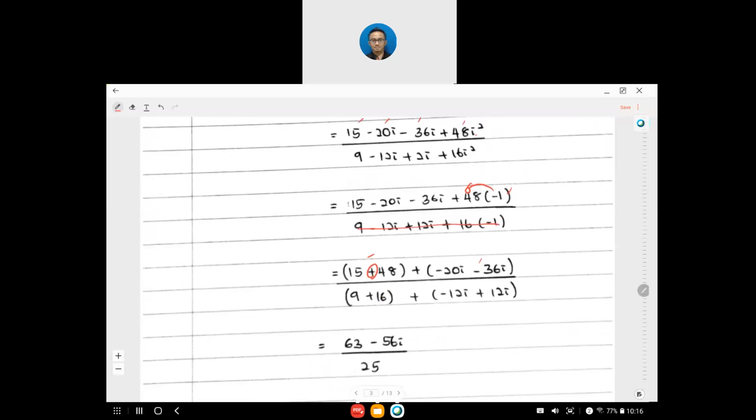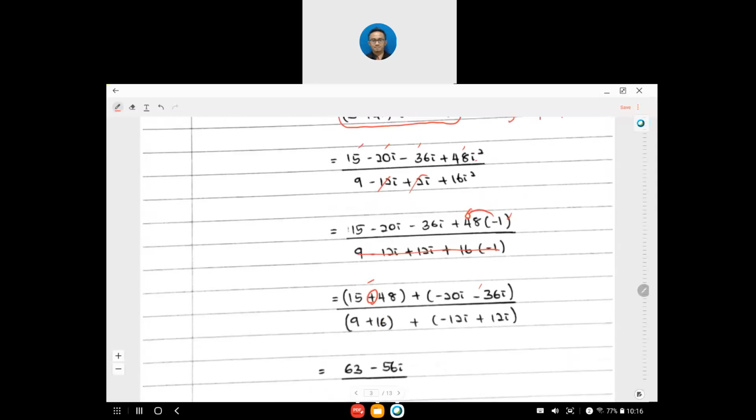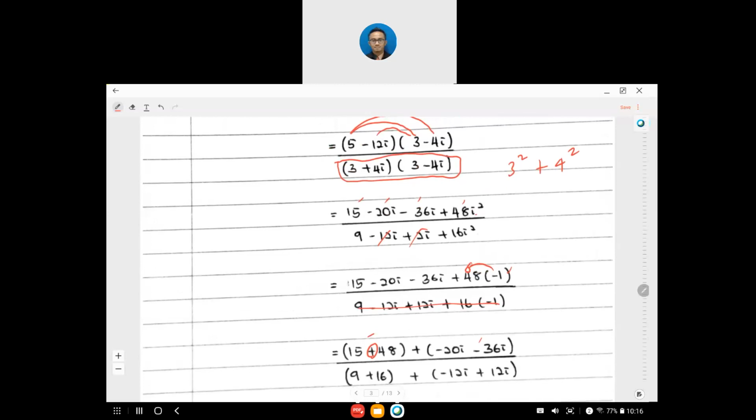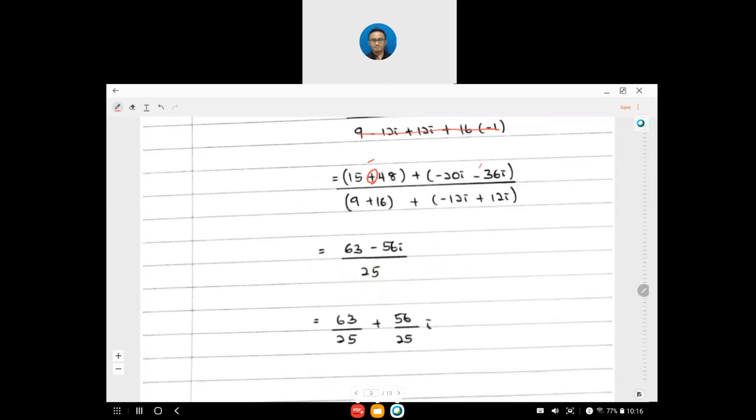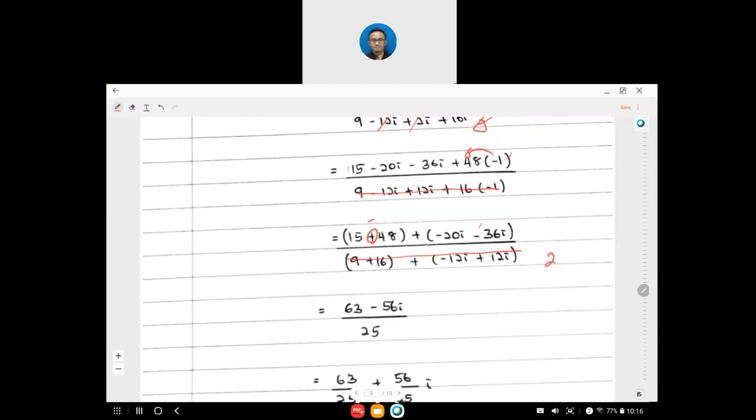Because when you expand, this one you can simplify. So it becomes negative, this one becomes just this. Just put this one. Okay. So 25. Okay. And then expand that one, 15 minus 48. So it becomes negative 33. And then this one becomes negative 56.